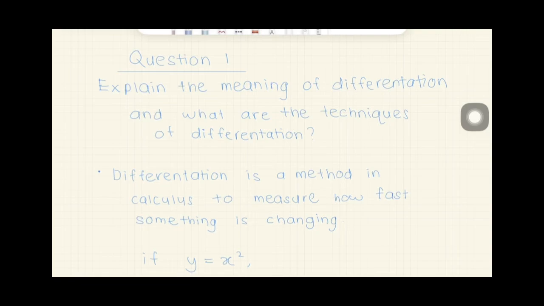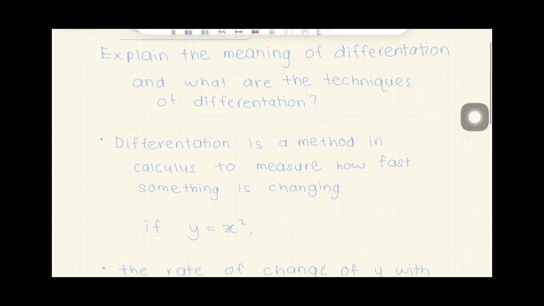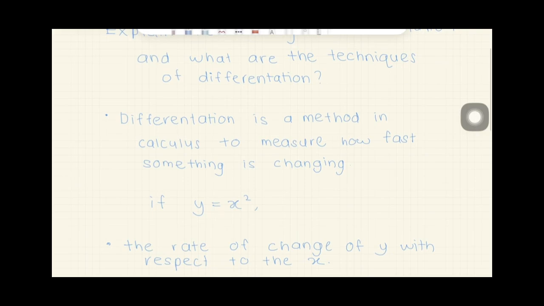So we're gonna do question 1. Question 1 asks the meaning of differentiation and what are the techniques of differentiation. First, we will need to know what differentiation is. Differentiation is a method in calculus to measure how fast something is changing.